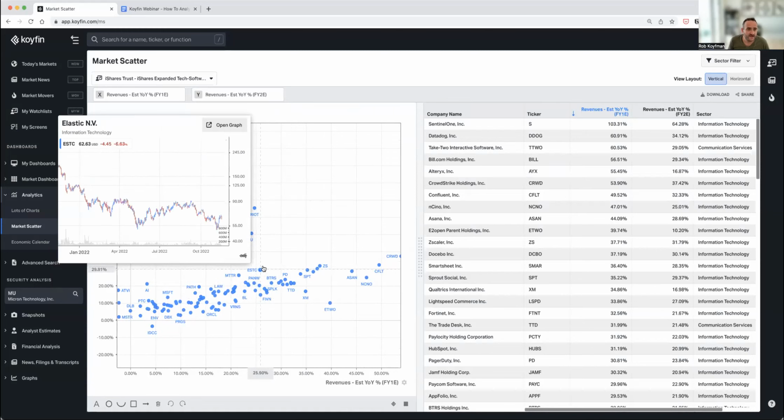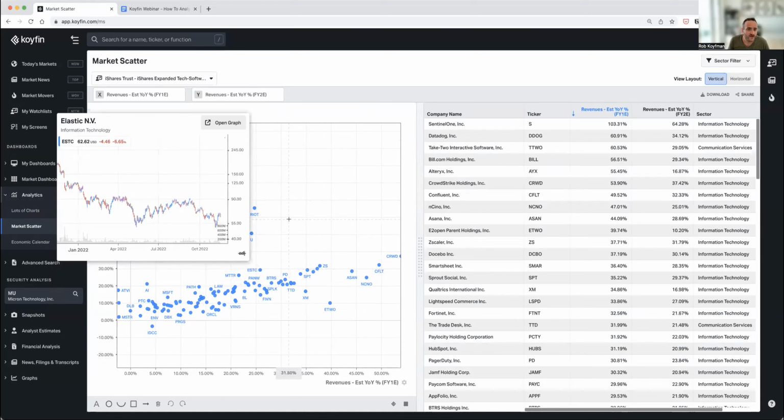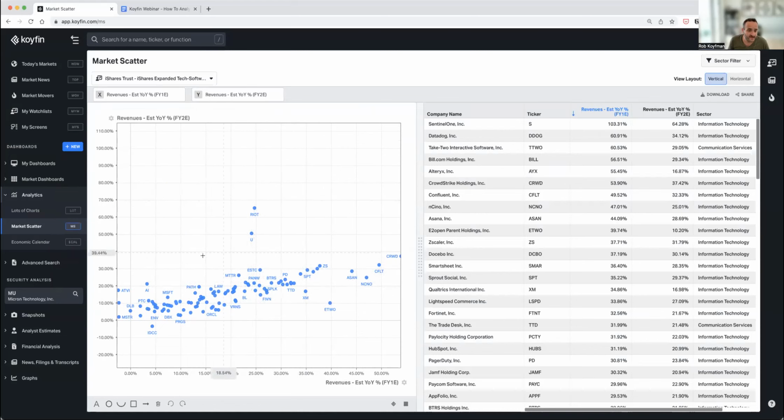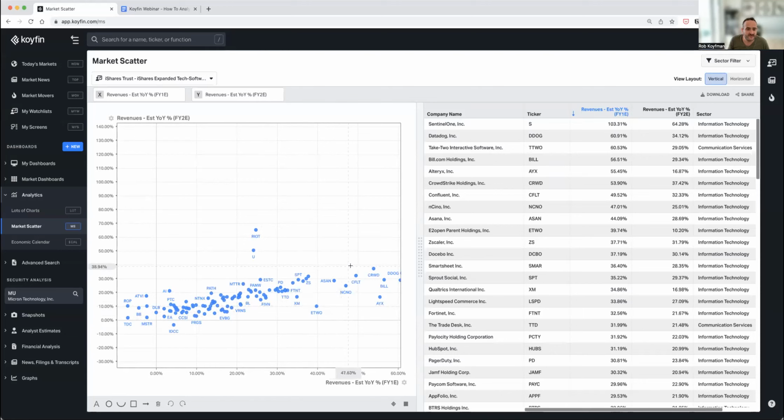Elastic, right? Their revenue is accelerating, so kind of like growing 26% and growing 30% the following year. It's a really interesting way of identifying where revenue is accelerating or decelerating in the following years. And this is a way to do it. I would say, make sure that you understand that these are just analyst estimates today.